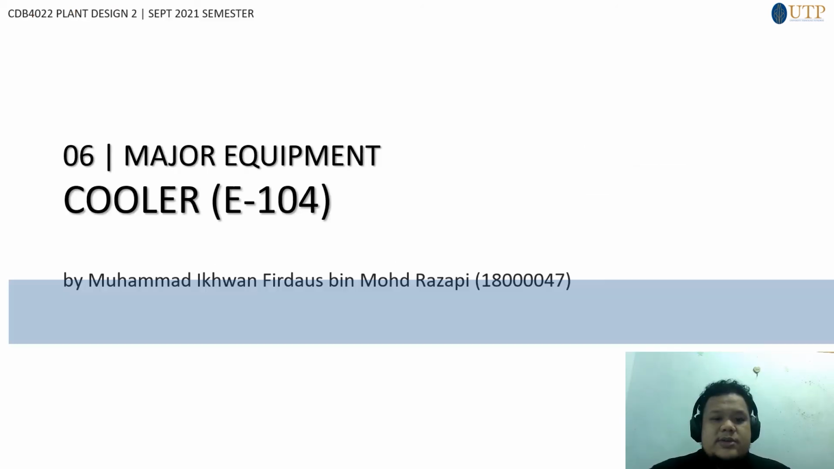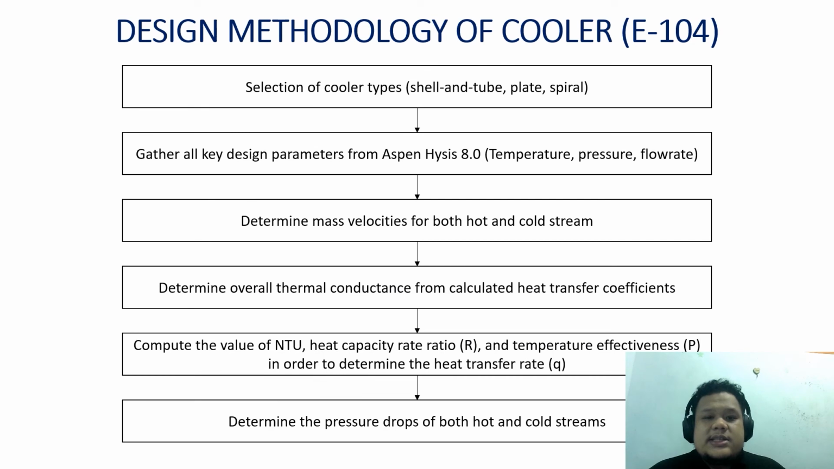In this project, I was assigned cooler E104 as my major equipment. There are 6 steps in the design methodology of cooler E104. The first procedure is the selection of cooler types. It can be either shell and tube, flat heat exchanger, or spiral heat exchanger. The second procedure is that all the design parameters such as pressure, temperature, and heat capacity will be obtained from data on Aspen HYSYS 8.0.